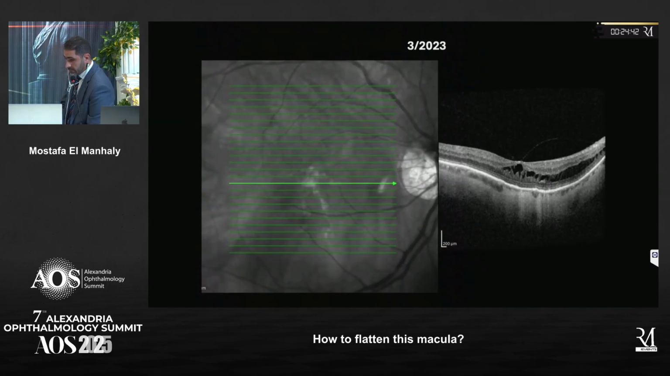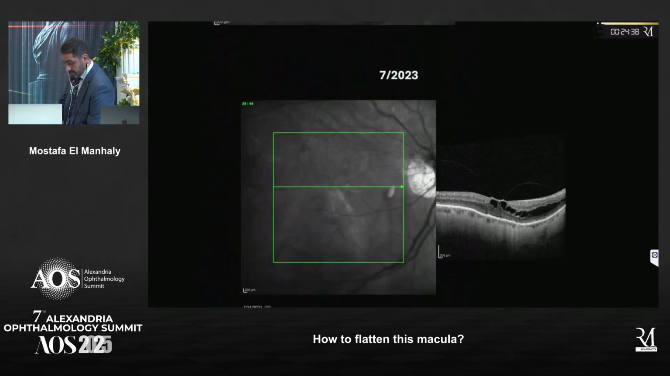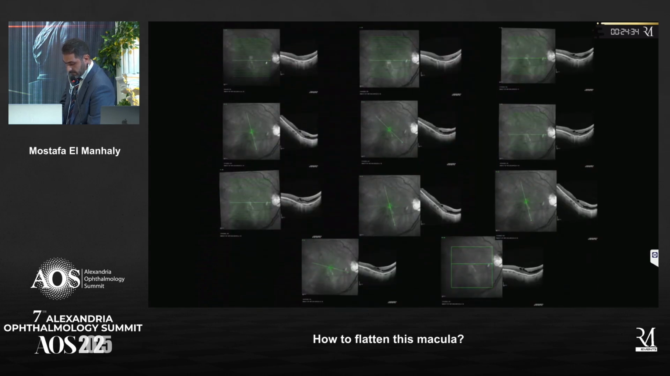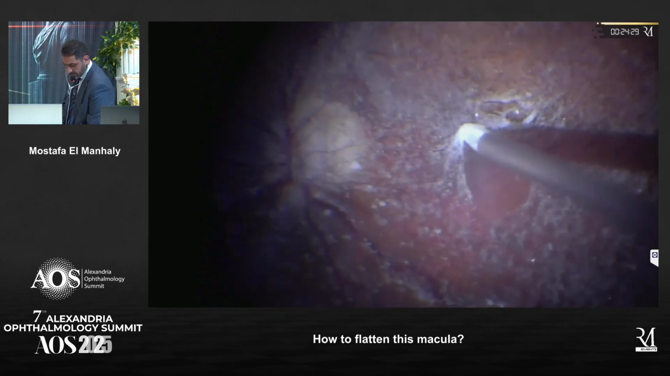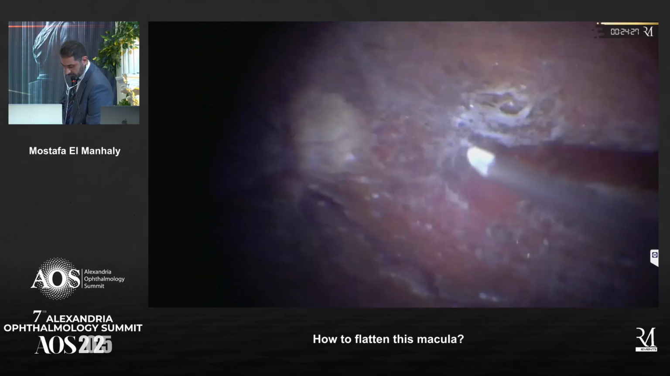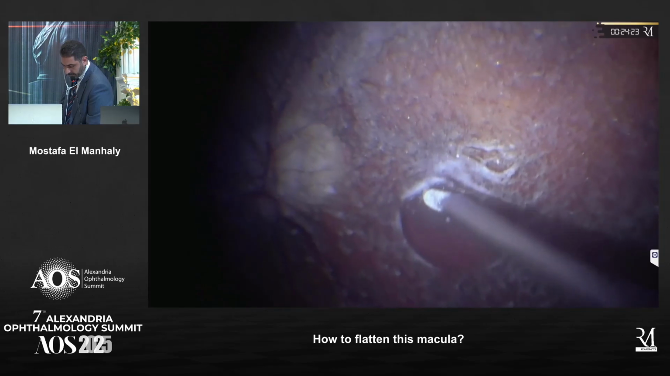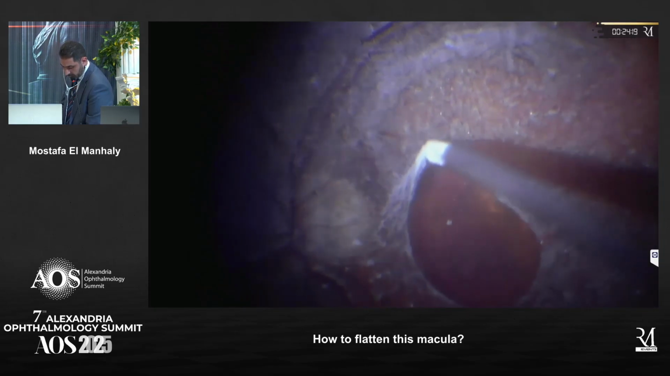I didn't operate at that time because the visual acuity was good. However, by the end of 2023, the vision did drop. And as you can see, this is a composite picture of the OCTs that I followed. Now going for vitrectomy, just staining the posterior hyaloid with Kenacort or triamcinolone.